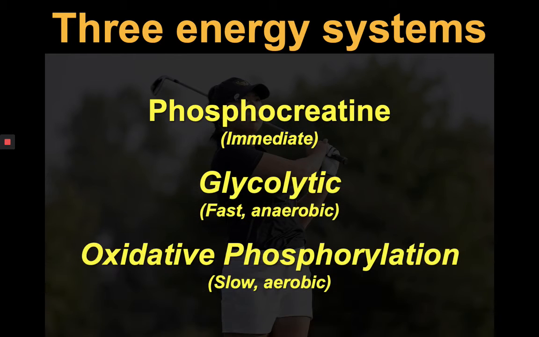We have the phosphocreatine system or the PCR system. That's going to be an immediate source. We have the glycolytic system, that's going to be fast and also very anaerobic. And then we have oxidative phosphorylation, which is going to be slow and a very aerobic or oxygen based system. And so over the next few slides, we're going to break down each one of these and bring it as a big take home at the end of it.